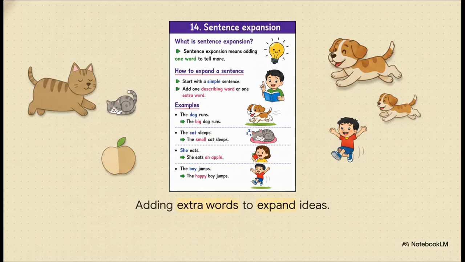Look at how easily these simple sentences grow. The cat sleeps expands with an adjective into the small cat sleeps. Or, expanding on the verb with an object, she eats grows into she eats an apple. Whether it's a describing word, an object, or a fantastic adverb like we just talked about, adding just one element at a time helps children flesh out their thoughts without getting confused or overwhelmed.